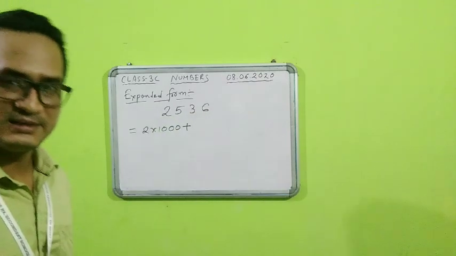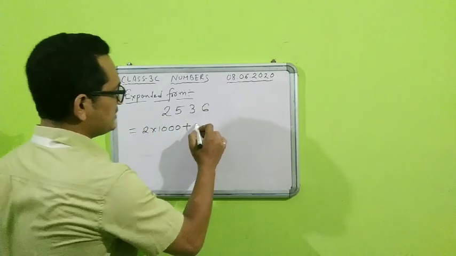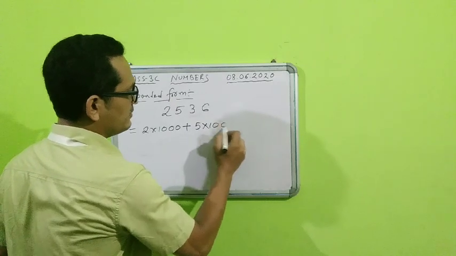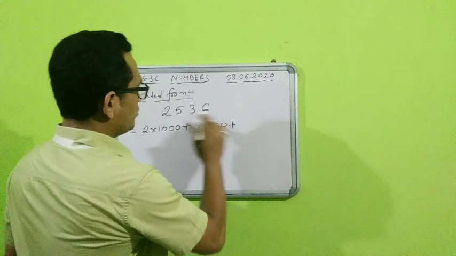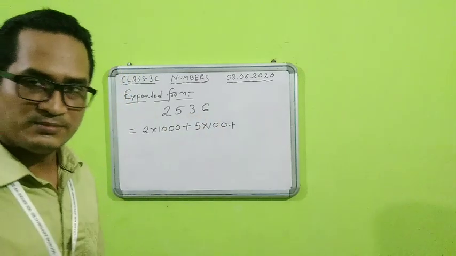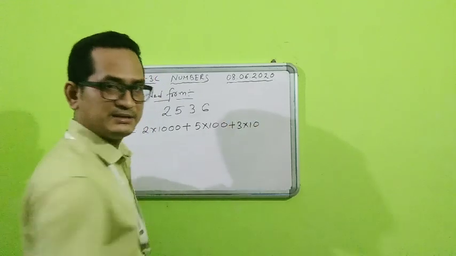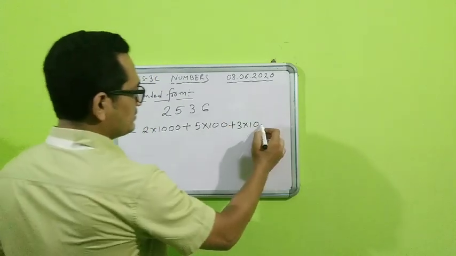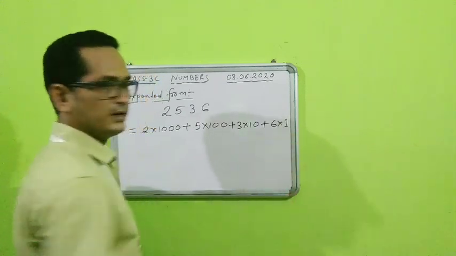Then we have to put a plus sign. What is the place value of 5? 5 is sitting in the hundreds place, so it will be 5 into 100. That is 500. What is the place value of 3? Because it is sitting in the tens place, it will be 3 into 10. And finally, this is 6, so it will be 6 into 1.